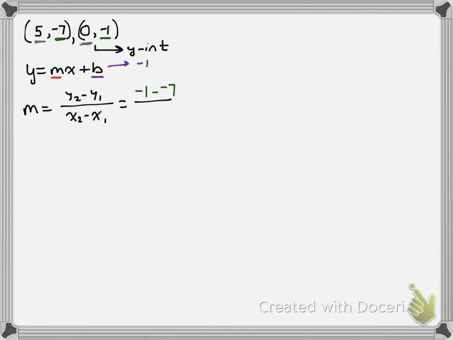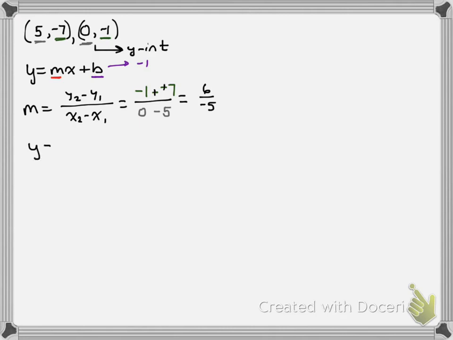I want to make sure I subtract my x-coordinates in the same order that I subtracted my y-coordinates. Since I started with the -1 on my y's, I need to start with the 0 on my x's. So I'll go 0 minus 5. Okay, so this gives me my slope. Make that into a plus positive, -1 plus 7 is 6 over -5. So my slope is now -6/5.